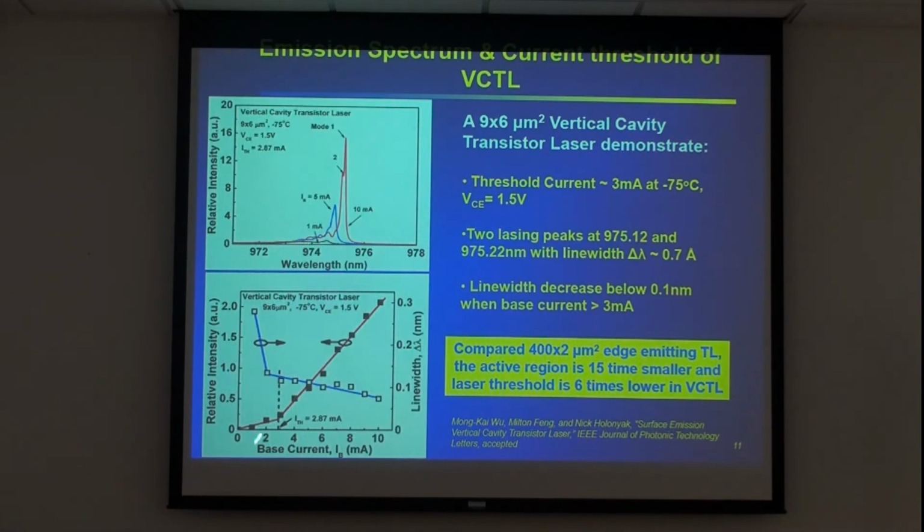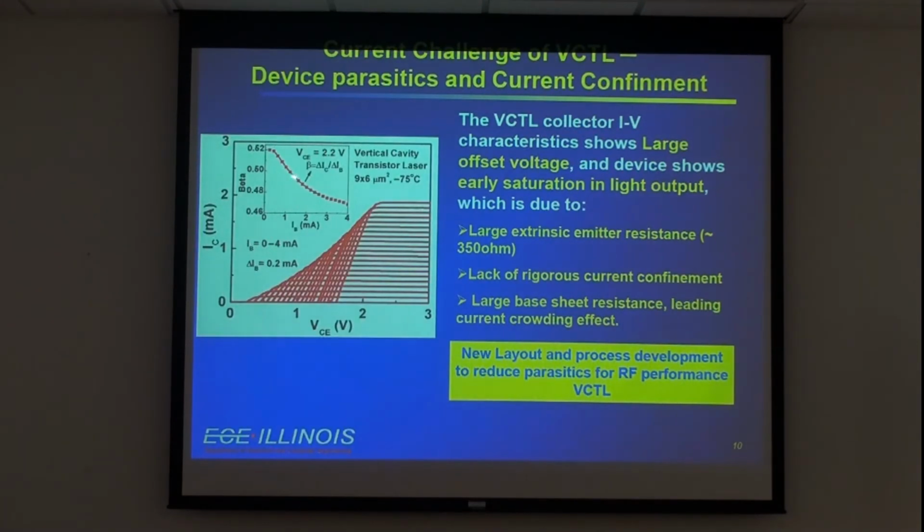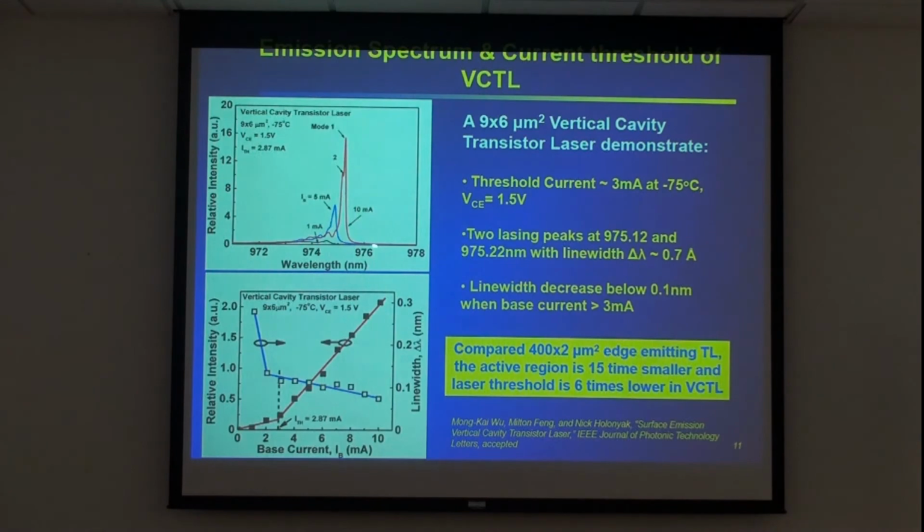Here, the threshold current is around 3 milliamp, as you can see here. At 3 milliamp it gradually becomes flat. And you see two modes over here, but because we are not doing a very rigorous oxidation confinement, the cavity is not that good, but we still show a lasing peak over here.